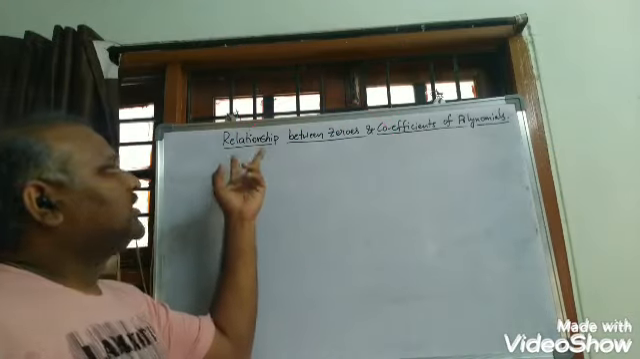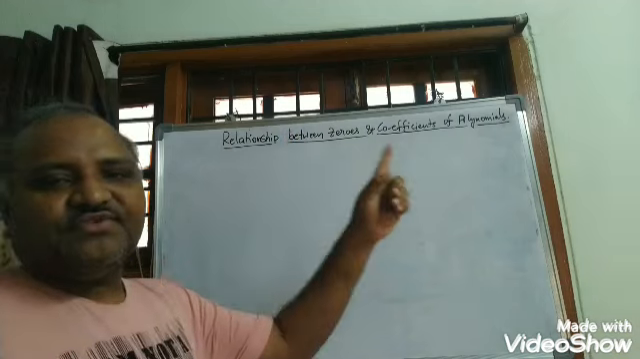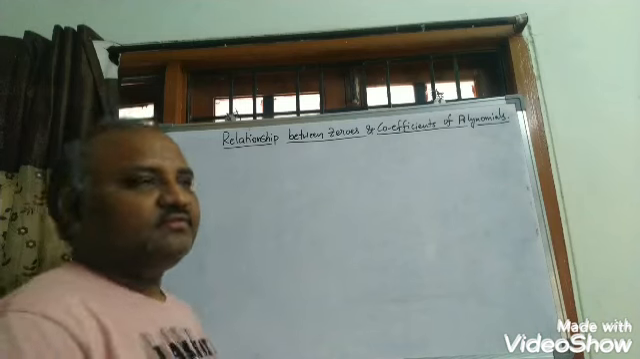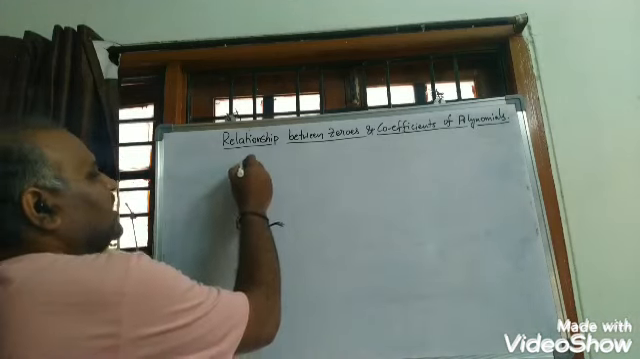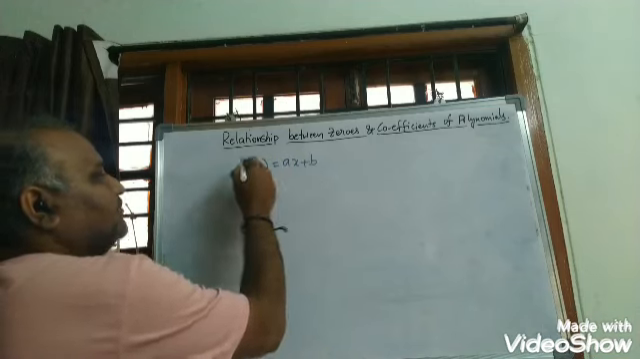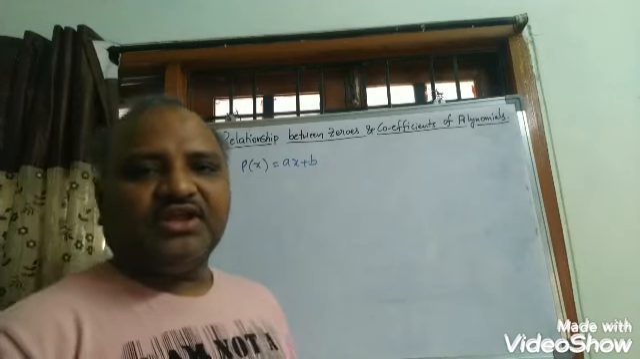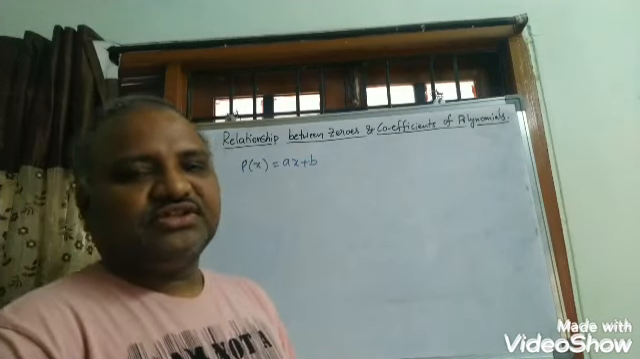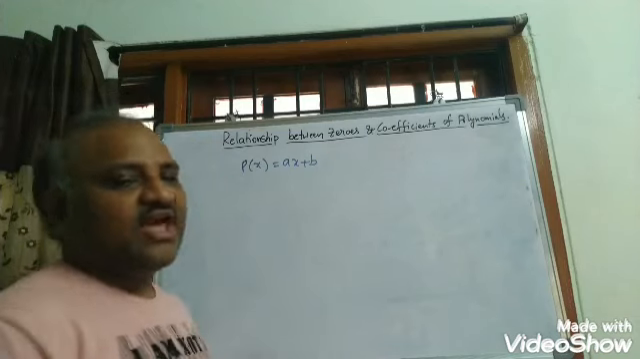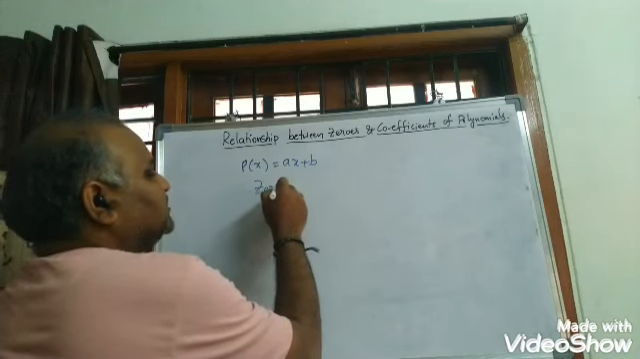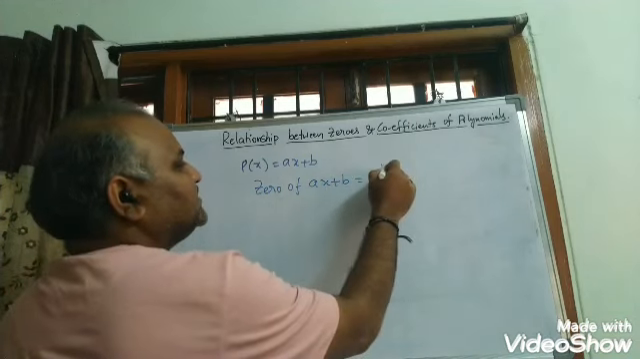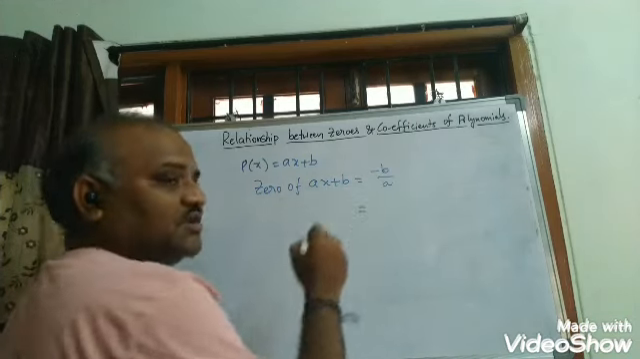Let us discuss the relationship between zeros and coefficients of a polynomial. Let us start with a linear polynomial. Already we have seen previously that for p of x equal to ax plus b, the relation between coefficients and zeros: for a linear polynomial we have only one zero, and to obtain that zero directly we have the formula that the zero of ax plus b is equal to minus b by a, and we mentioned the formula there.